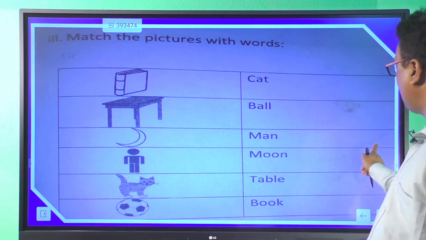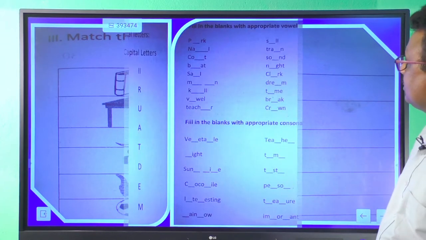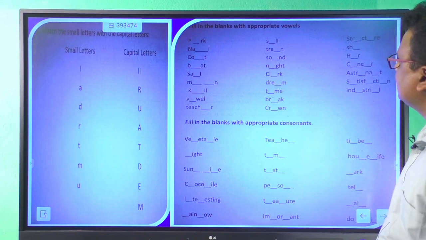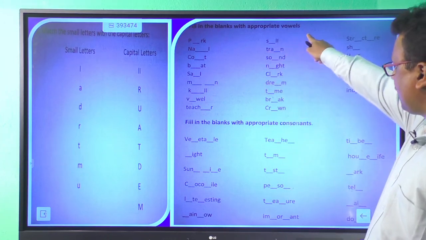Now let's go for another activity. See what is this. Fill in the blanks with appropriate vowels.